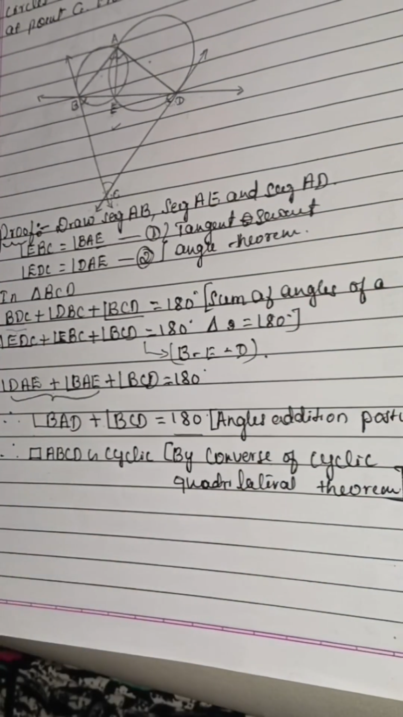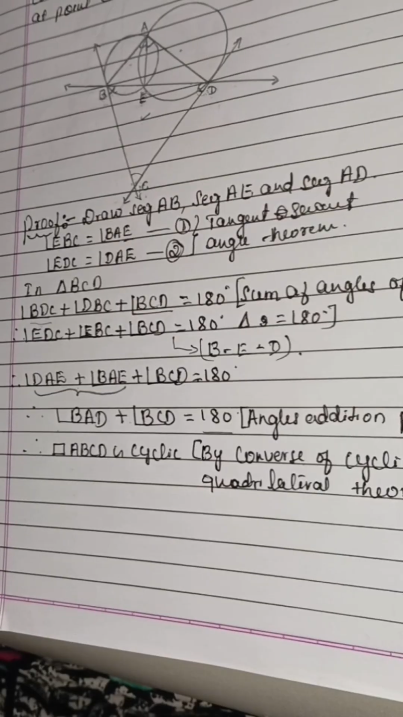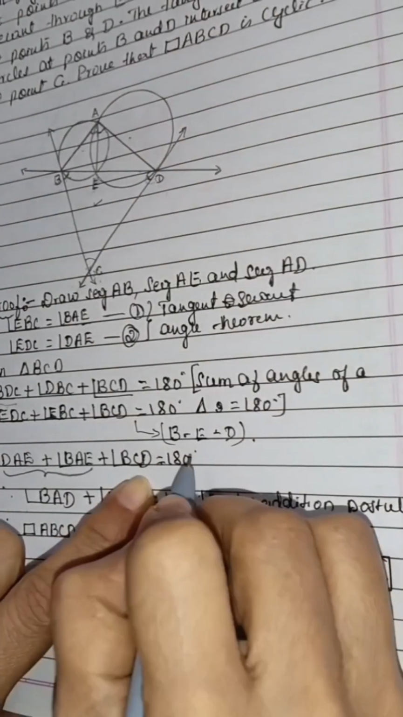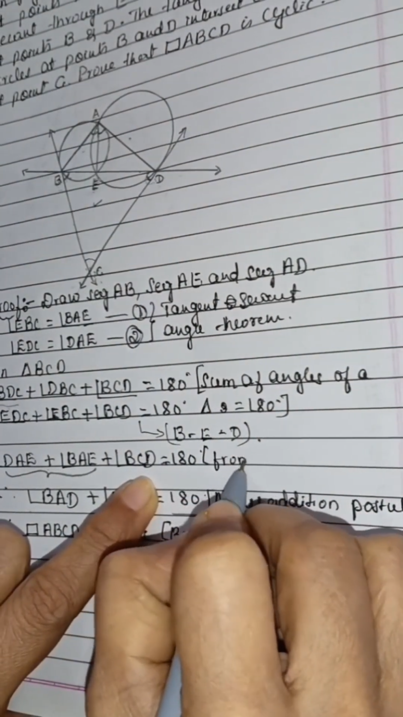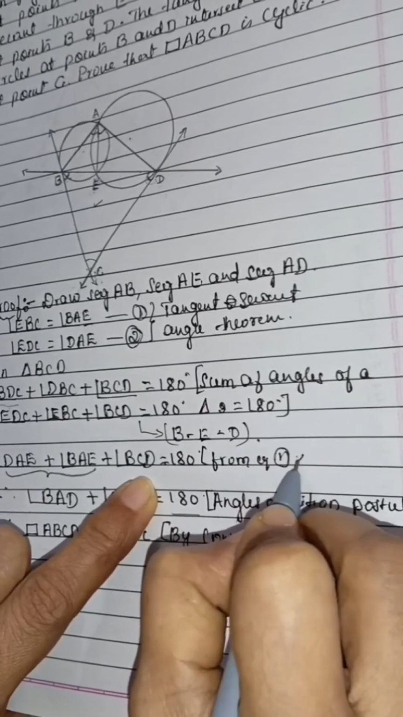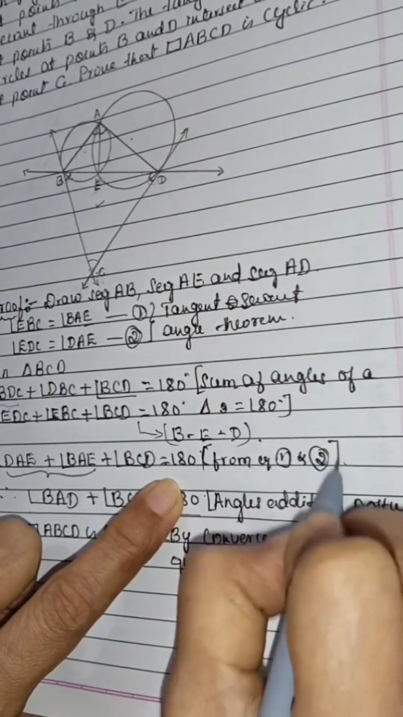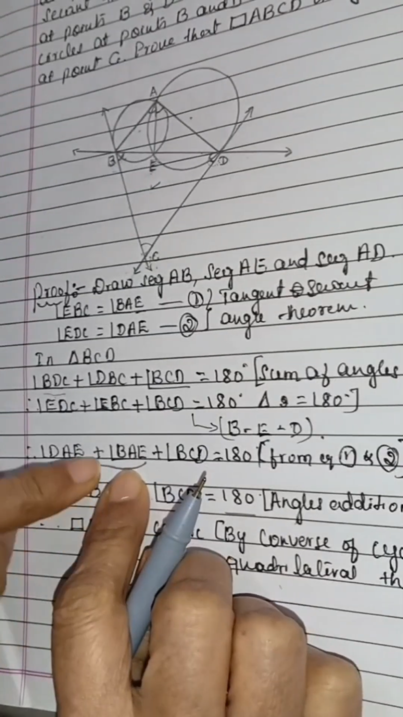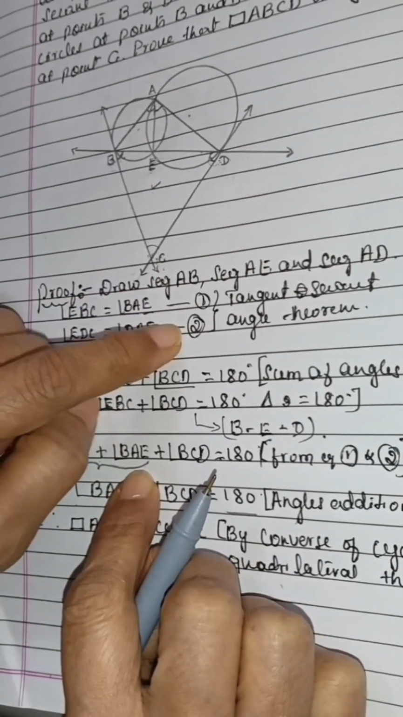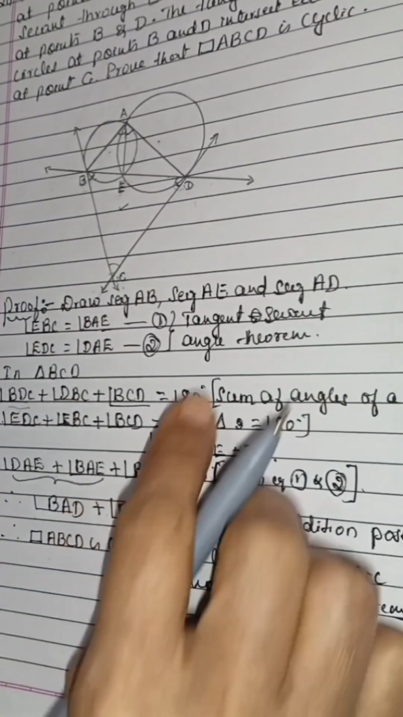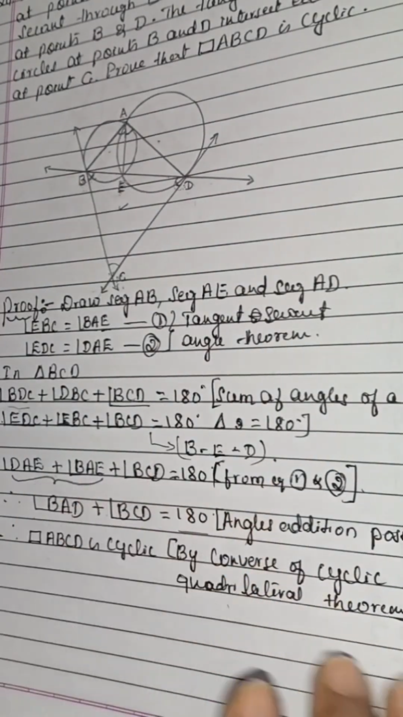Okay, and here also write from equation 1 and 2. From equation 1 and 2. Okay, this is from equation 1 and 2. So from where we wrote this? See, we wrote from equation 1 and 2. Okay, while going through, you should know from where it comes.